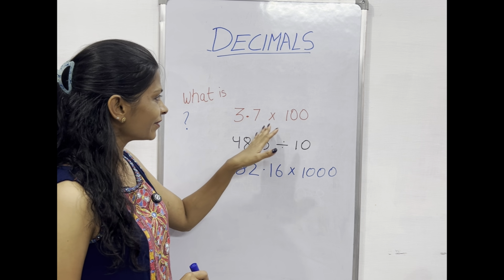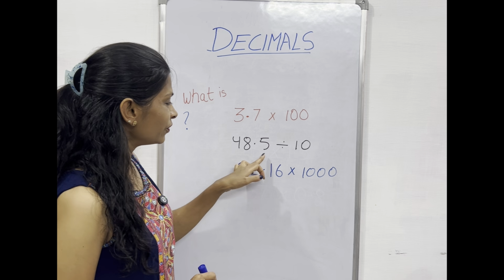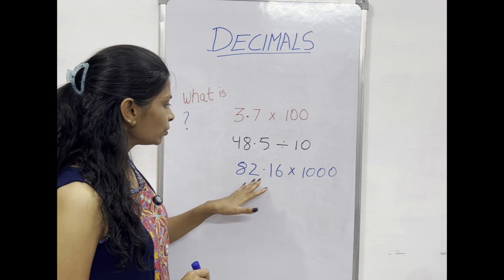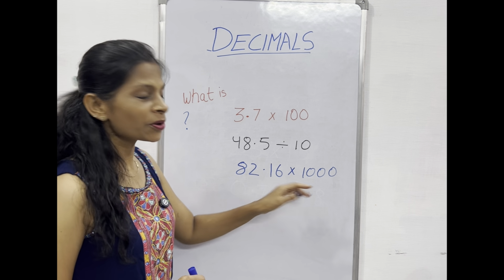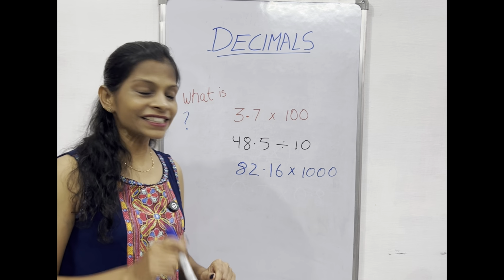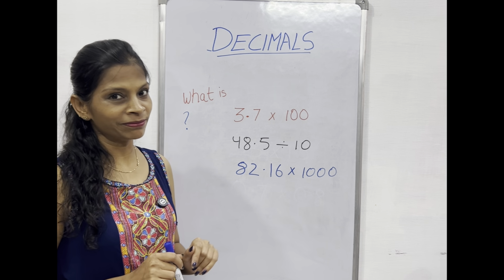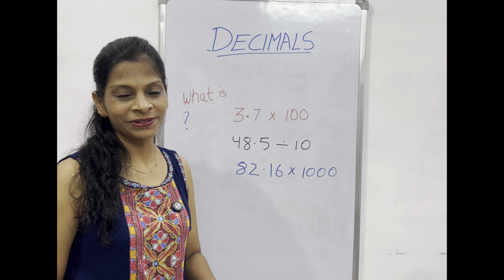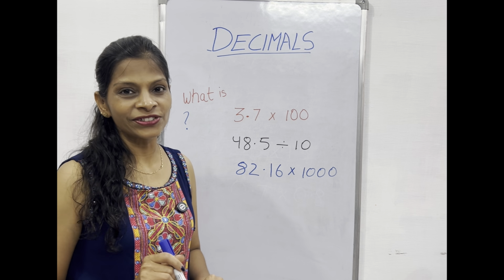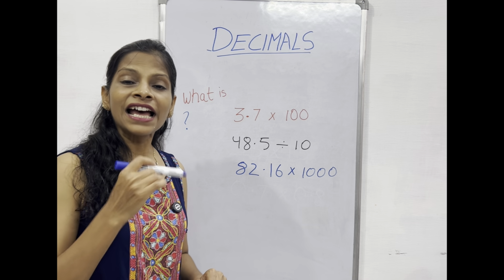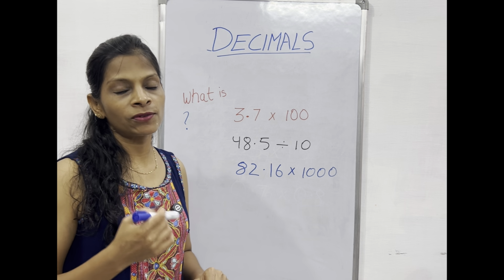What is 3.7 times 100? 48.5 divided by 10, 82.16 times 1000. If you are still long multiplying or dividing or doing these big multiplications, then stop. There is an easy trick in which you can multiply or divide by powers of 10.